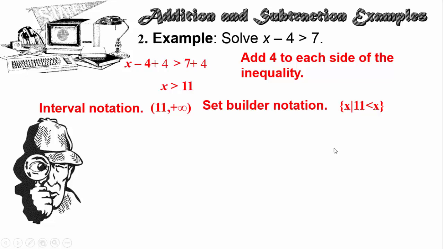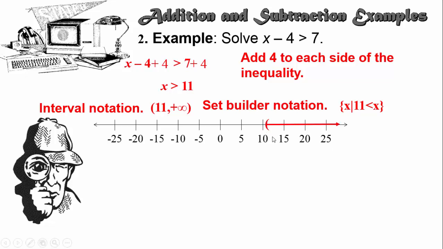To graph this, we graph this in the following way. Here we have the round bracket to represent that it is open, meaning it does not include 11, and we put the arrow going towards the right because it's going to get bigger and bigger.